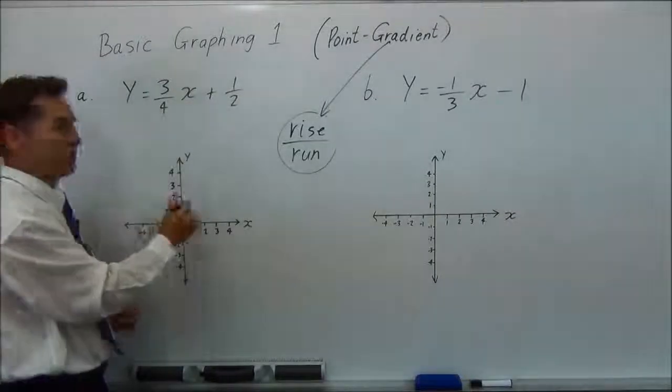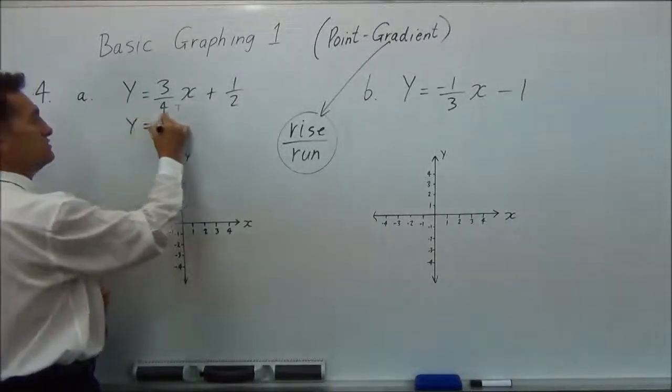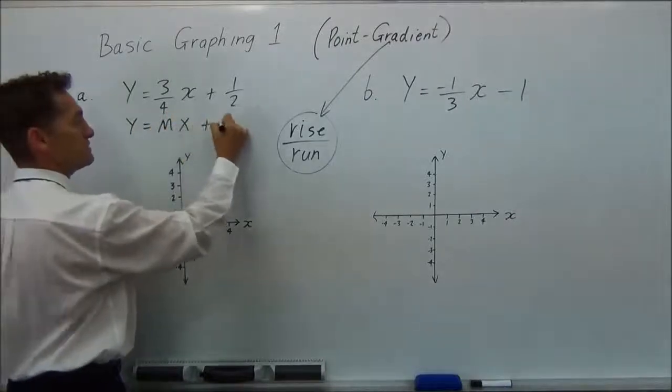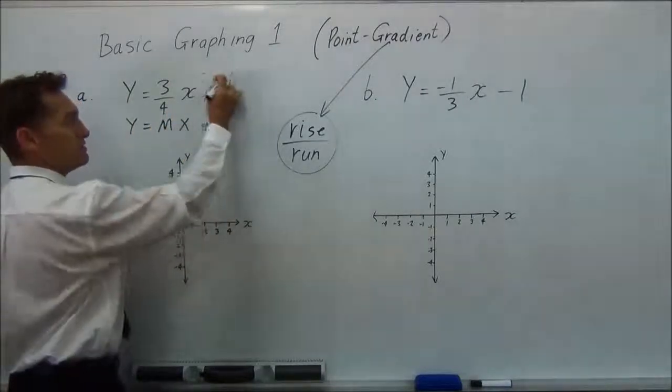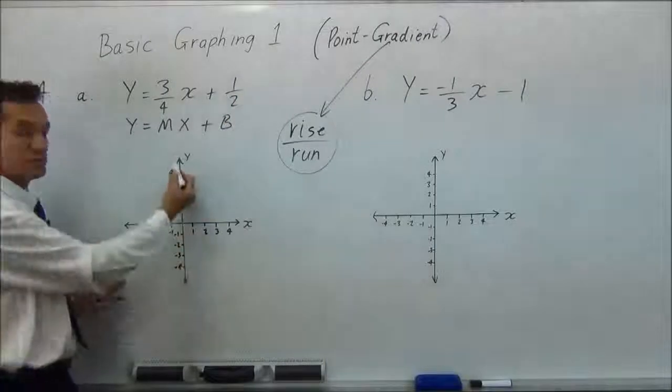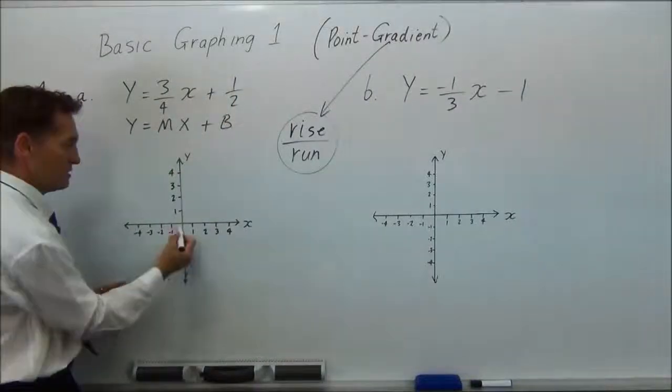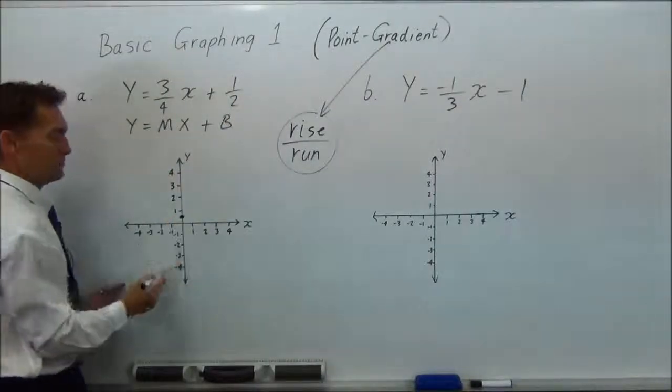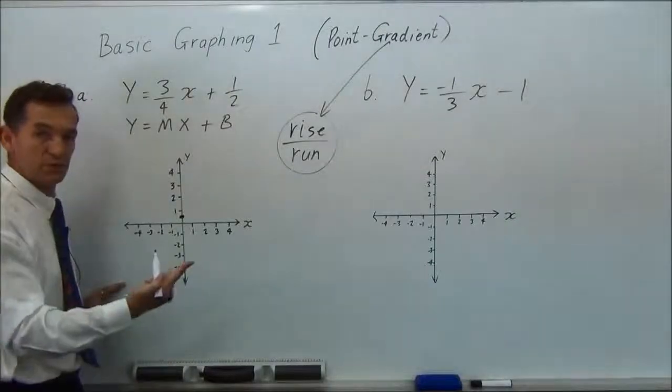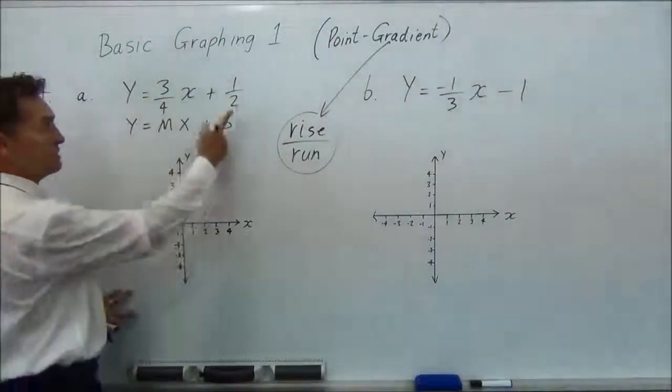So if the question was to draw this, this is your y-intercept, because this form here is called the point gradient form. So it's y equals mx plus b. This is your y-intercept, so where it crosses over the y. It crosses over here at a half, so put a dot. We just need one more dot and we're done. So how do we find the second dot?